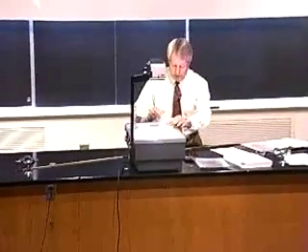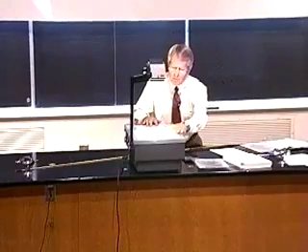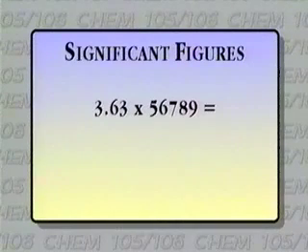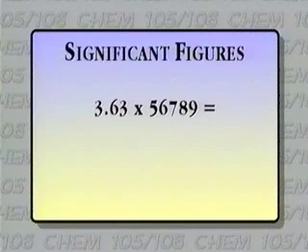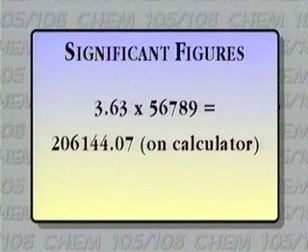Let's suppose in this first example that we're going to multiply 3.63 by 5, 6, 7, 8, 9. Now if you punch this in on your calculator, what you're going to see on the display is a number 206,144.07. And you might have a tendency to want to write that down. But that is not correct.